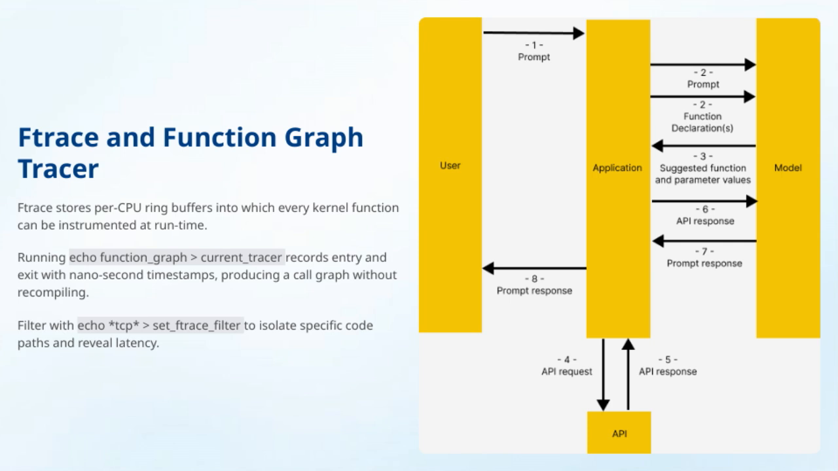Next, when we run echo function graph current tracer, we're effectively recording entry and exit points of functions with nanosecond precision. This creates a detailed call graph without needing to recompile the kernel, which is a huge advantage for dynamic analysis. ftrace stores data in per CPU ring buffers, meaning each CPU has its own buffer to record kernel functions during runtime. This setup allows us to instrument any kernel function on the fly, providing a flexible, real-time view of what's happening inside the kernel.